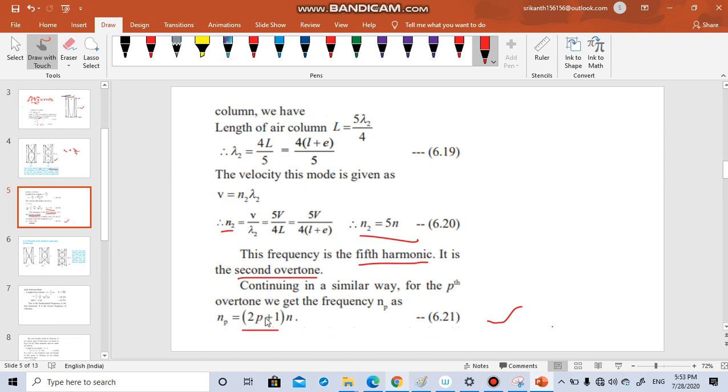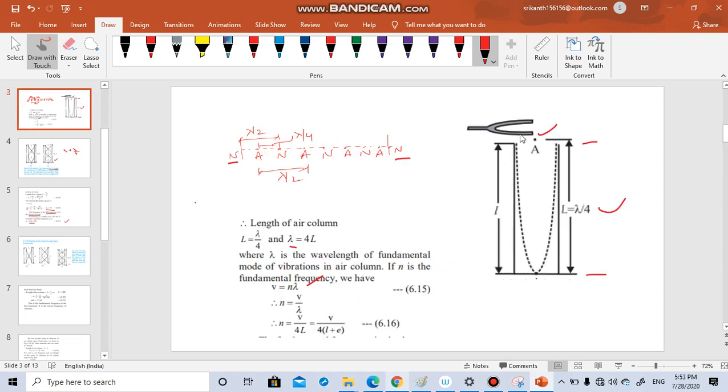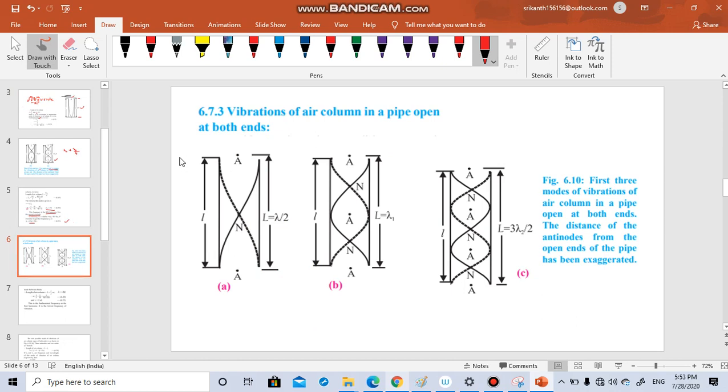Now, vibrations of air column in pipe open in both ends. In the previous situation the pipe was open only in the top portion, but now we are discussing the pipe open here and here. So air column can move up and down here and up and down here. Whenever there is an open end, you find an antinode. Here also the pipe length is L only, but here antinode will be created, here antinode will be created.